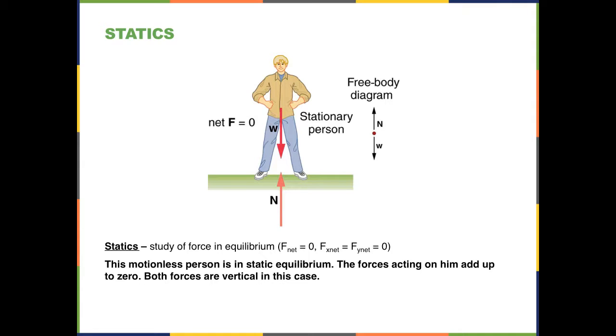In this case, there are only vertical forces. So you have W, which is shown in this free body diagram here. You have W down and the normal force up. Those two are in equilibrium, so the net y component and the net total is equal to zero.